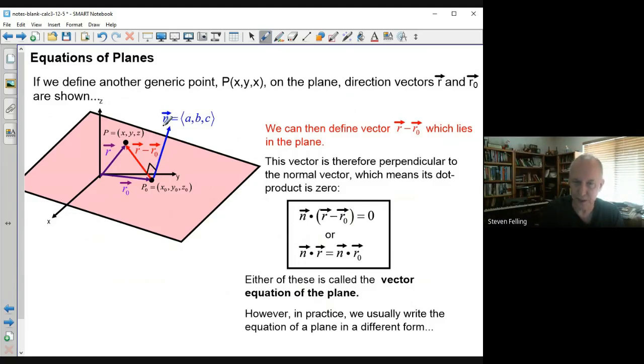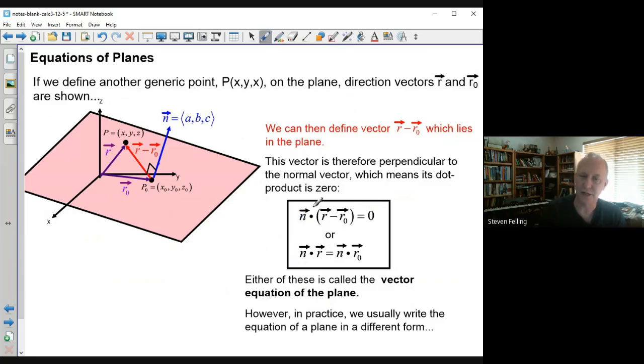Okay, and we know that vectors which are orthogonal have dot products that are 0, right? That's our test for orthogonality. So we know therefore that the normal vector dot the r minus r0 vector has to be 0. And you can even expand that out a little bit and say, using properties of dot products, that n dot r would have to be equal to n dot r0.